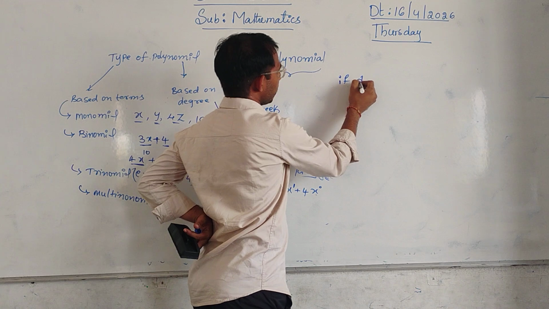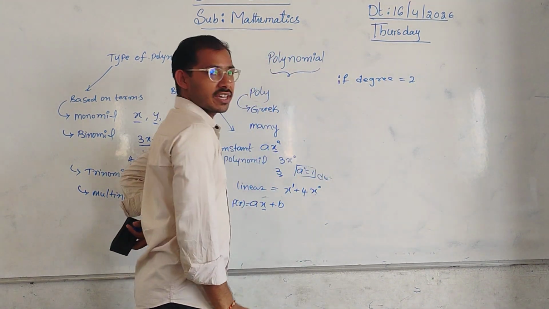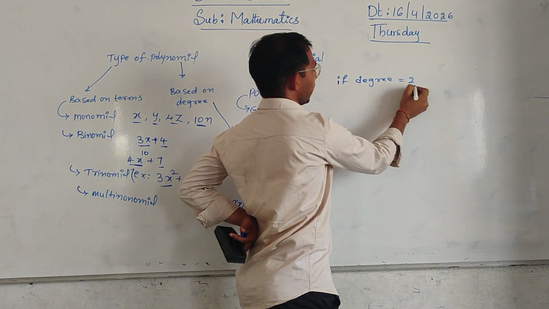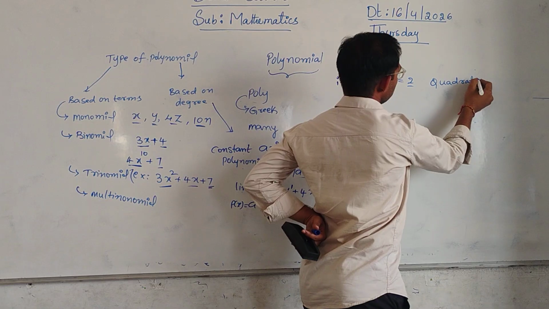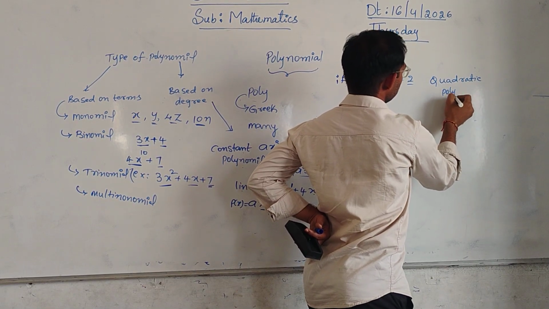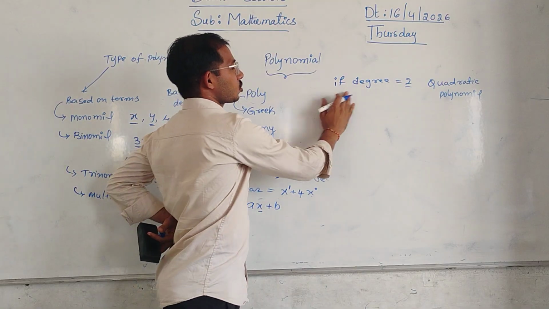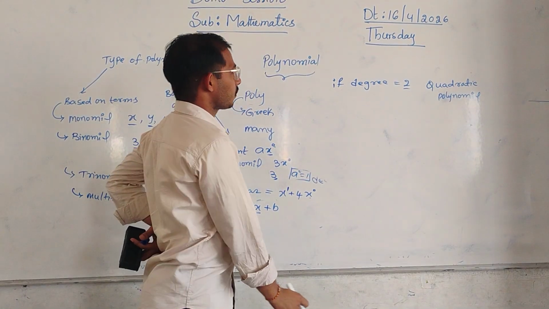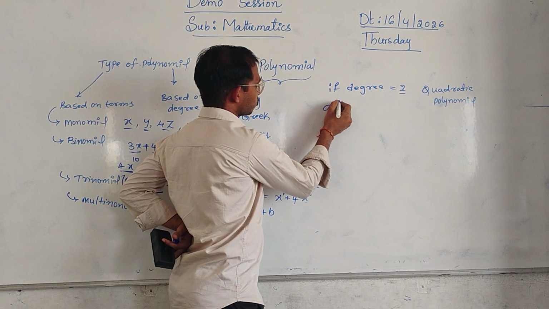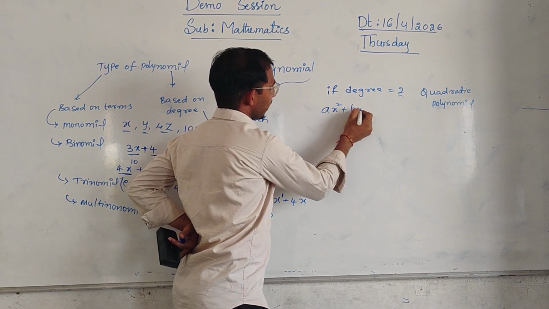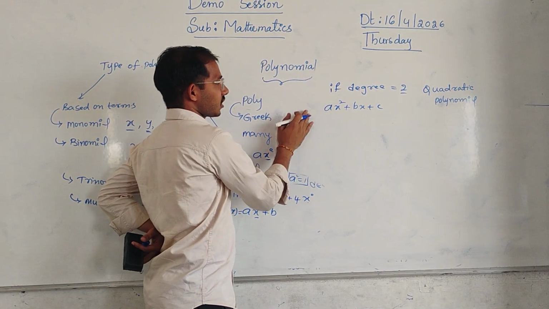If degree is 2, we can say that it is a quadratic polynomial. What is the general form for a quadratic polynomial? That is ax square plus bx plus c. It is a polynomial in terms of x only that we are taking.